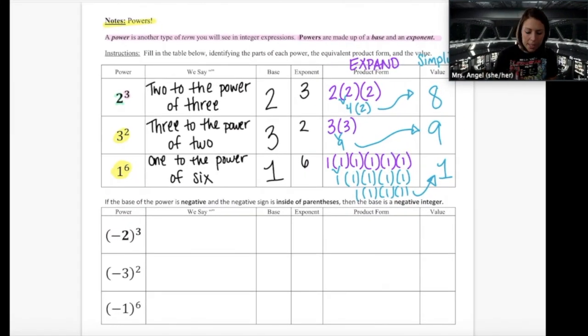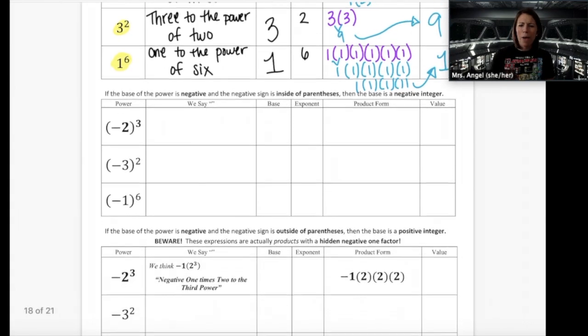All right, let's see how you did. The second example here we would read as 3 to the power of 2, or 3 to the second power, or sometimes that exponent 2 is called squaring because a square is 2 dimensions. So I like to say 3 to the power of 2, base 3, exponent 2, expanded is 3 times 3, and then simplified has a value of 9. Our last power, 1 to the power of 6, base 1, exponent 6. Now, I didn't show all the steps for simplifying this because here's a little pattern that will happen. Anytime your base is 1, your value is always going to be 1 because you're just multiplying 1 by itself, and 1 times anything is itself. It's all just going to be 1. Kind of a weird power.